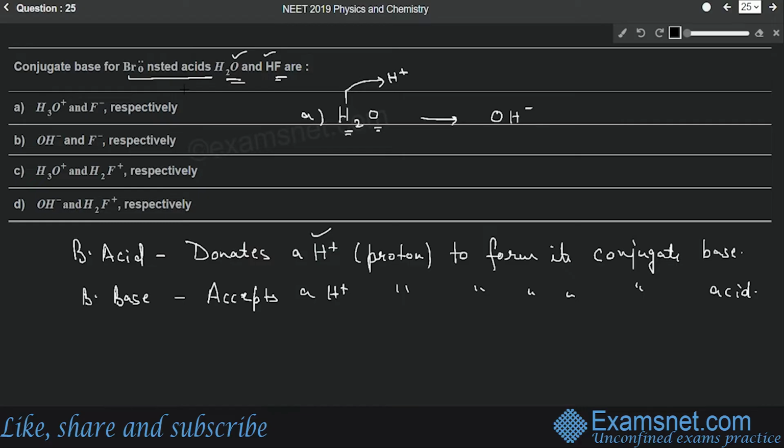So OH minus. Similarly, if from hydrogen fluoride the proton is removed, then what will be left? Only fluoride ion will be left. So the Bronsted bases for these acids will be OH minus and F minus, that is fluoride ion, respectively. So option B will be the correct answer.